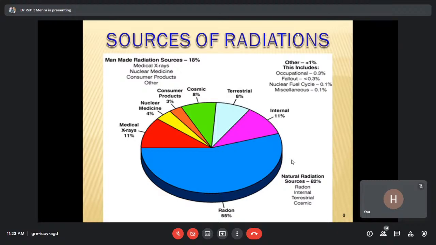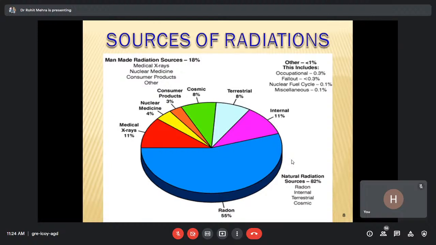If radon is present in more values in the environment, then when the radon goes inside, it has its own natural half-life of 3.7 days, and once it decays, it forms polonium. It emits one alpha particle and decays to form polonium-218. Radon has an atomic weight of 222, and then it decays to form 218, that is polonium, which further decays to form polonium-214.